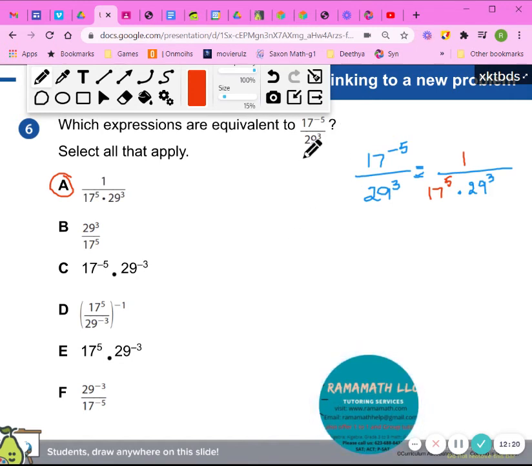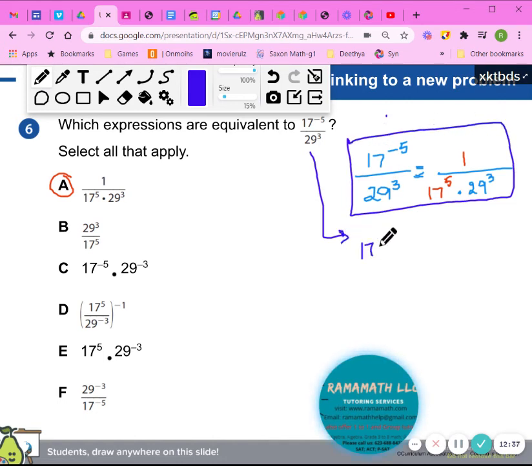Now what if I bring this one to the top? Watch this one; next I'm going to use a different color to explain this. So the same question again, this is one way. I have 17 to the negative 5 over 29 to the positive 3. I'm going to keep this 17 to the negative 5, but bring the other one to the numerator. So 29 to the positive 3 becomes a negative exponent. Now this one is a C. C is also correct, right?